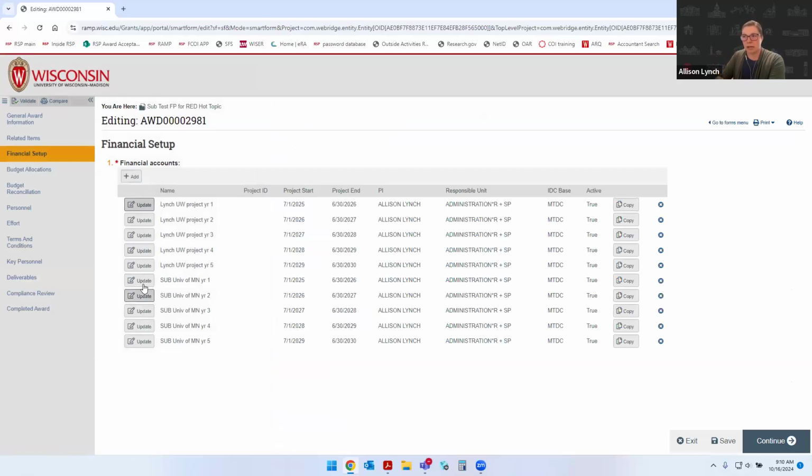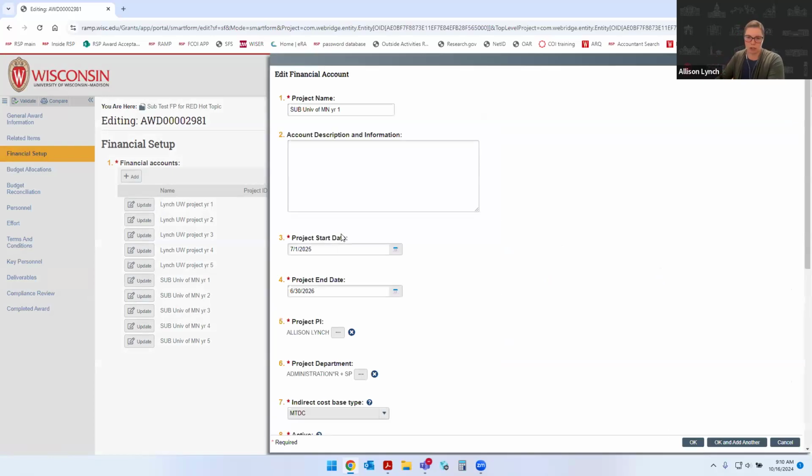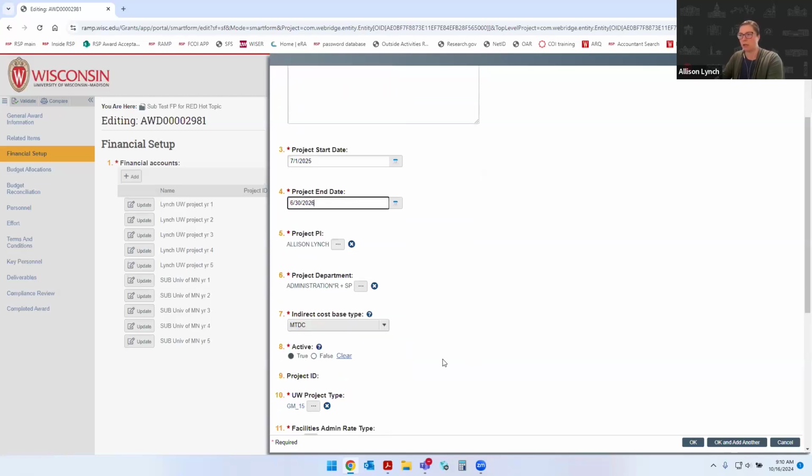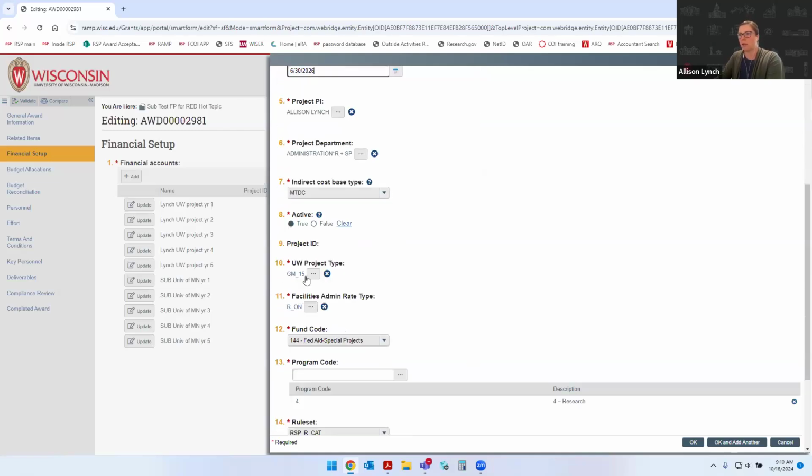So the financial account, this is what we mean by projects. So this would be the first project for the outgoing sub to the University of Minnesota for year 1. So the dates are relevant for that budget period. We have an MTDC indirect cost base type. The major difference here is for all outgoing subawards, regrants, and shared grants, we're using GM code 15.